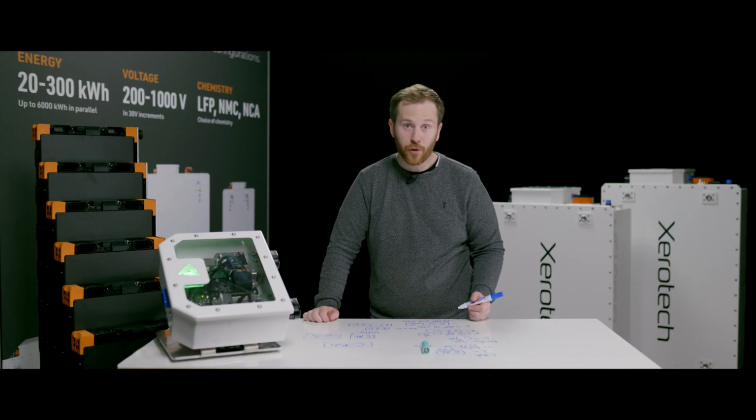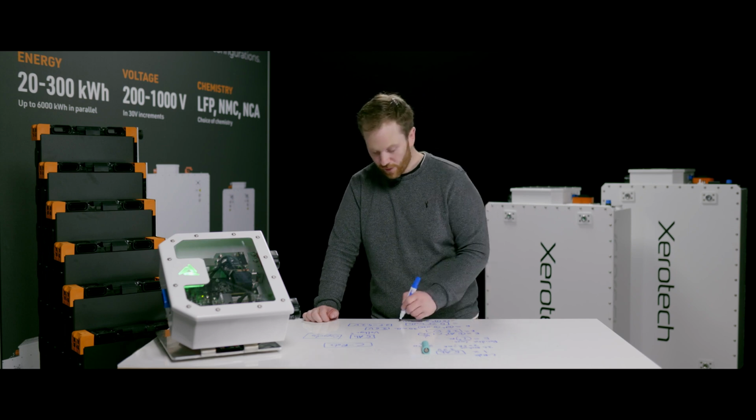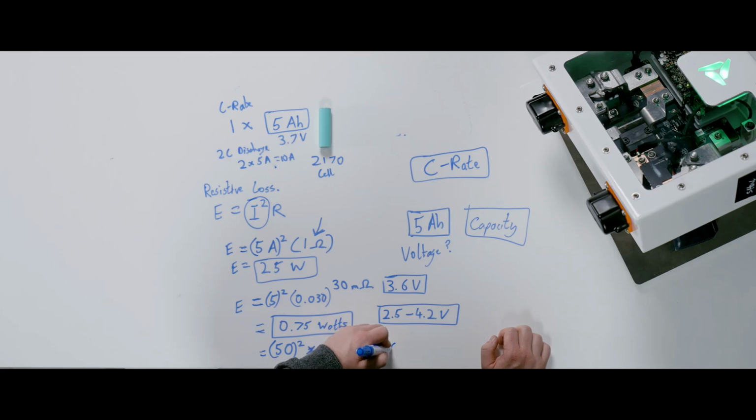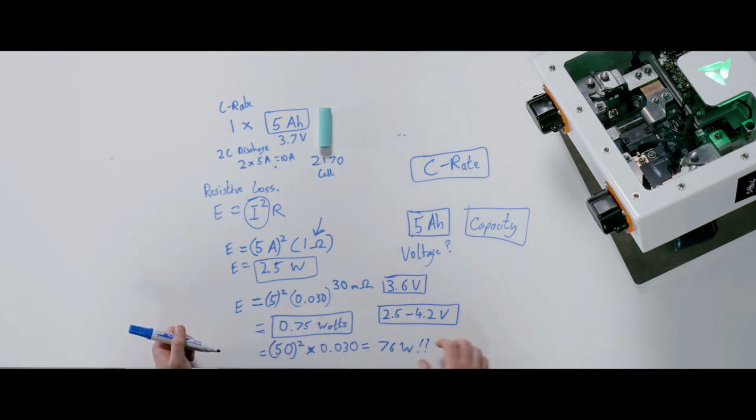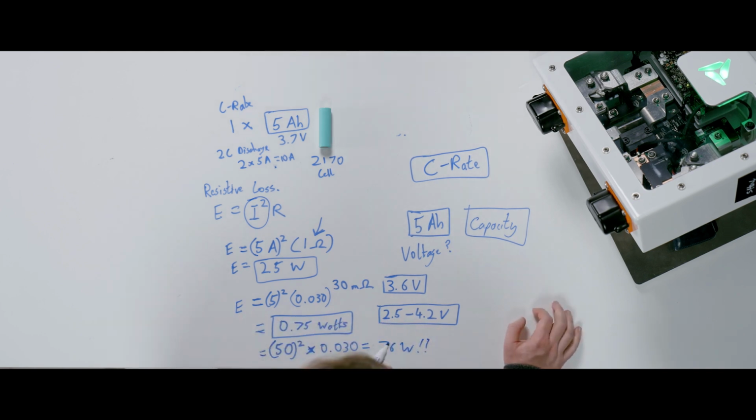So the 50 amps squared times that resistance will be equal to nearly 76 watts of heat loss generation, a huge amount of heat loss. And this is very important when it comes to battery packs because twofold. Batteries generate heat when they're being charged and when they're being discharged, largely because of this reason.